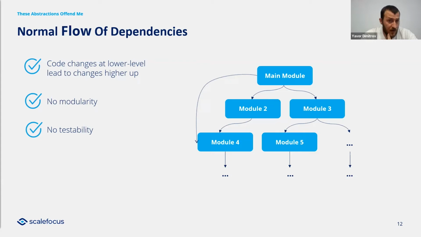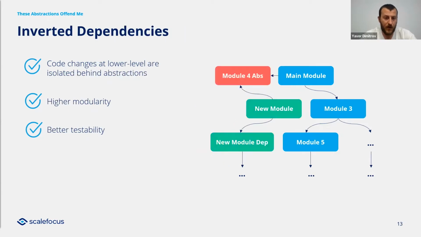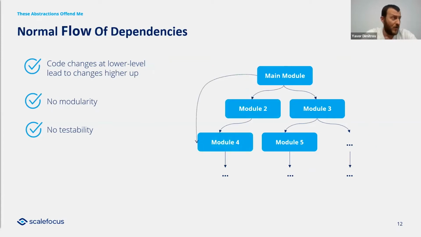So how could this standard normal flow of dependencies be inverted? Well, by introducing abstractions for lower level modules and making all of the lower level modules depend on those abstractions, as well as the higher level modules depending on the same abstractions. So let me go back a slide.